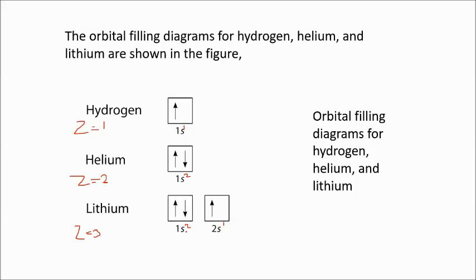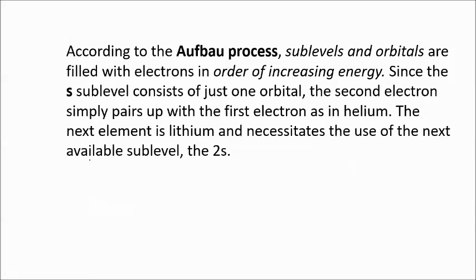So, itong 2 na to, yun ng dalawang arrows na yan. 1s1 is for 1 arrow. 2s1 para sa isang arrow. So, according to the Aufbau process, sublevels and orbitals are filled with electrons in order of increasing energy. Since the s sublevel consists of just one orbital, the second electron simply pairs up with the first electron as in helium. The next element is lithium and necessitates the use of the next available sublevel, that is 2s.